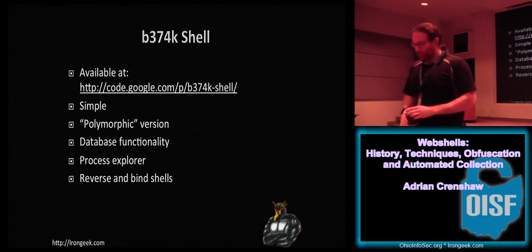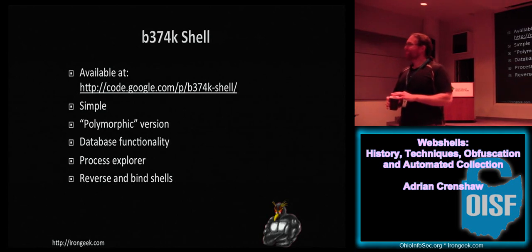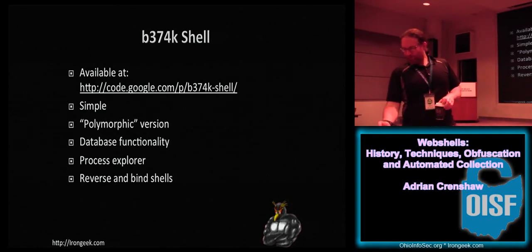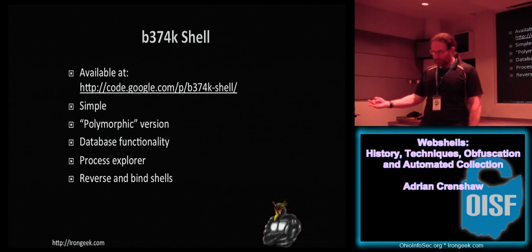Okay, so there are all sorts of web shells out there that are open source. You can get them from Google Code. Nice little projects. One of them is the B374K shell, and it has a bunch of nice features. One is it's pretty simple to use. It's polymorphic, so it can keep changing itself, so it won't match the same signatures.